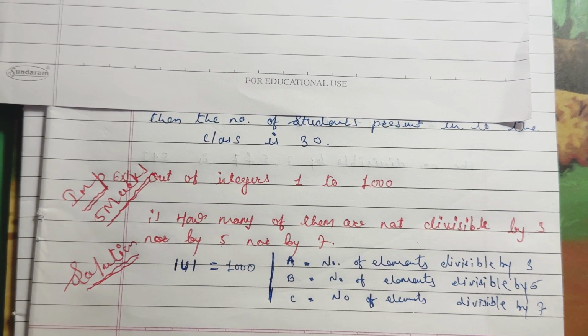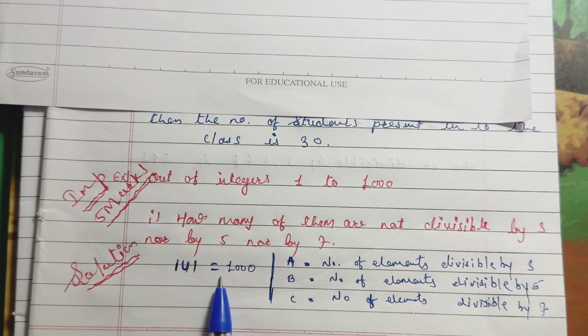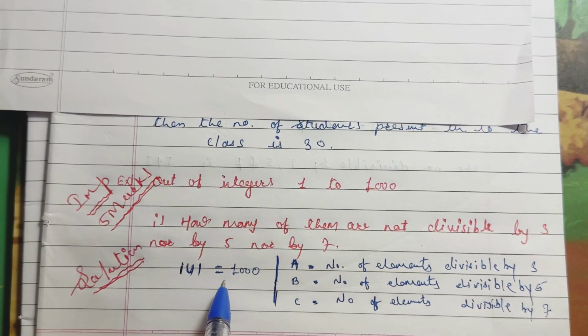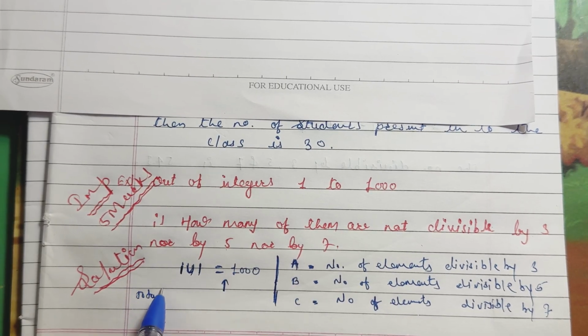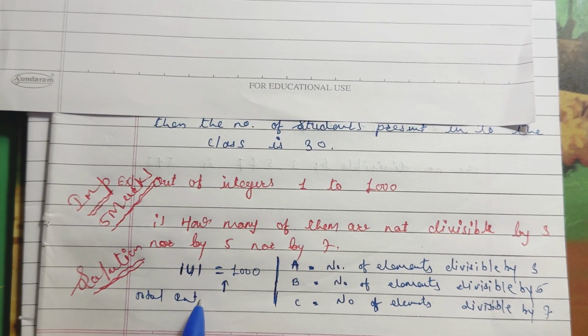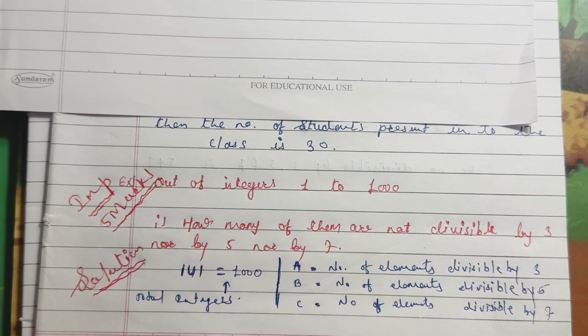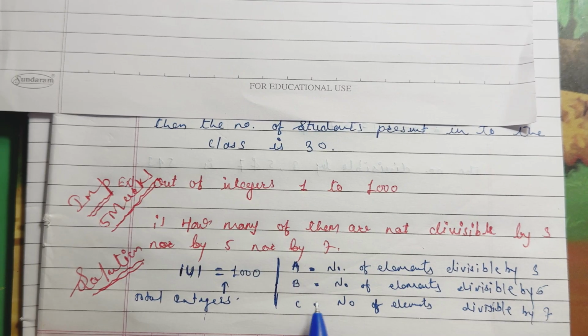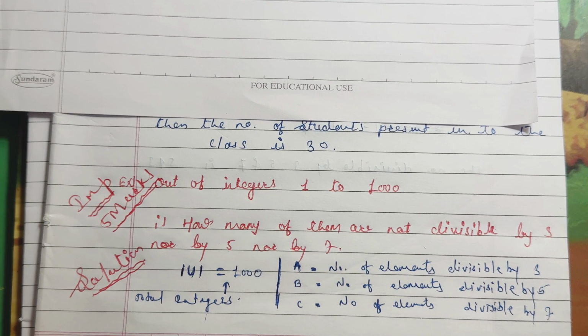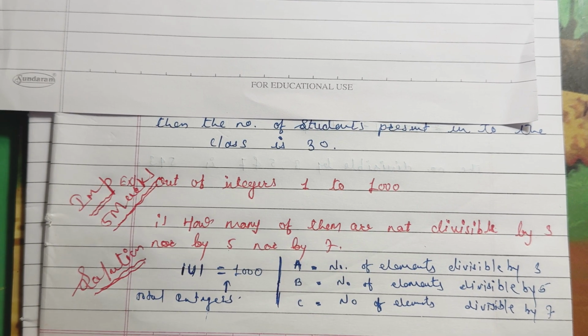We also have the total number of integers, the cardinality of U. These are the two things given in our example. Using these we have to find how many integers are divisible by neither 3, 5 nor 7. A means the number of elements divisible by 3, B by 5, C by 7, and the total number of integers is U.